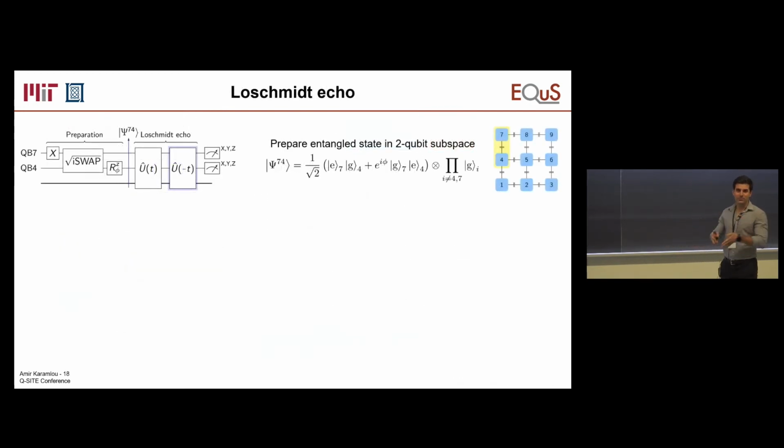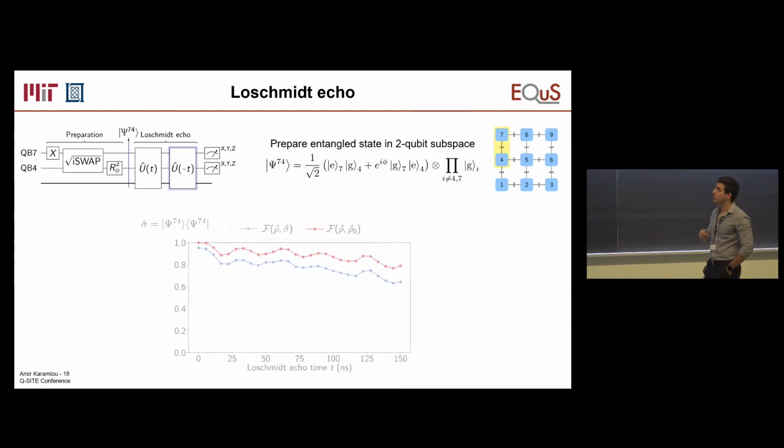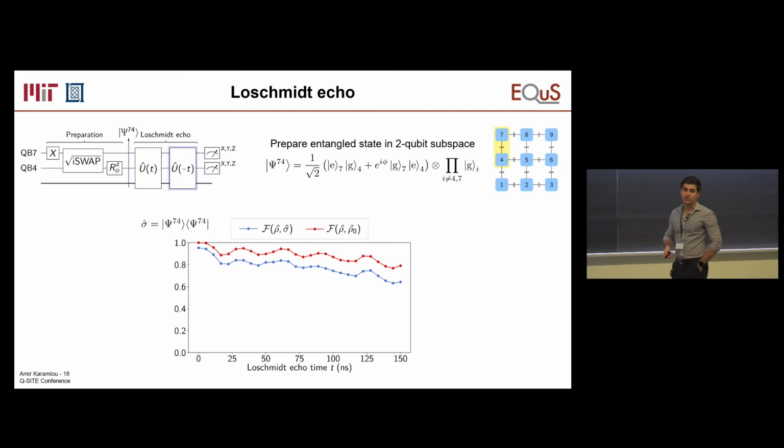OK, so let's put it to test now. I want to rewind time in lab. So in order to do so, I prepare an entangled state between qubits 7 and 4 by using the following circuit. I let my system evolve for some time t, and then I reverse time evolution. And then I perform tomography on these two qubits, and I want to see what is the final state that I end up with. OK, so this is what the results look like.